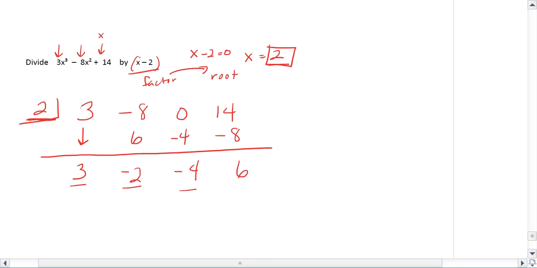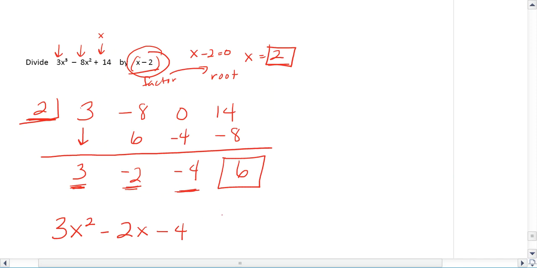Since we divided an x out, we divided this x minus 2 out, so this 3 is no longer the coefficient of an x cubed term. Now this 3 is the coefficient of an x squared term. This negative 2 is the coefficient of an x term. This is the constant. And in this particular division, we had a remainder.